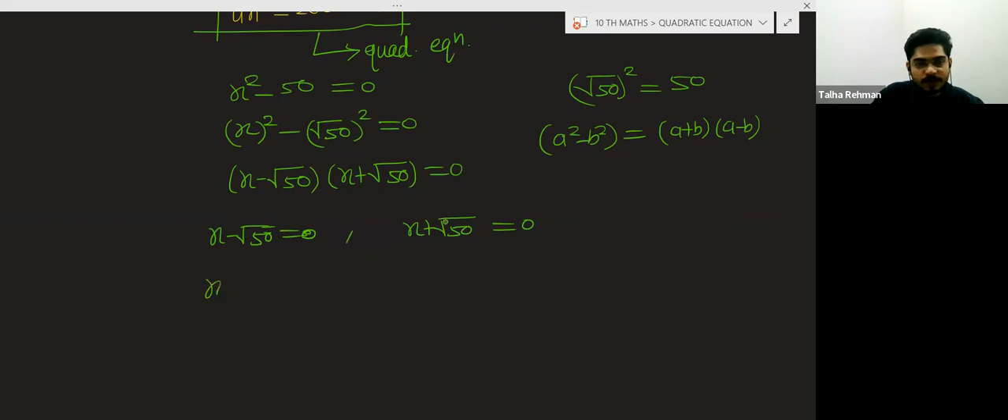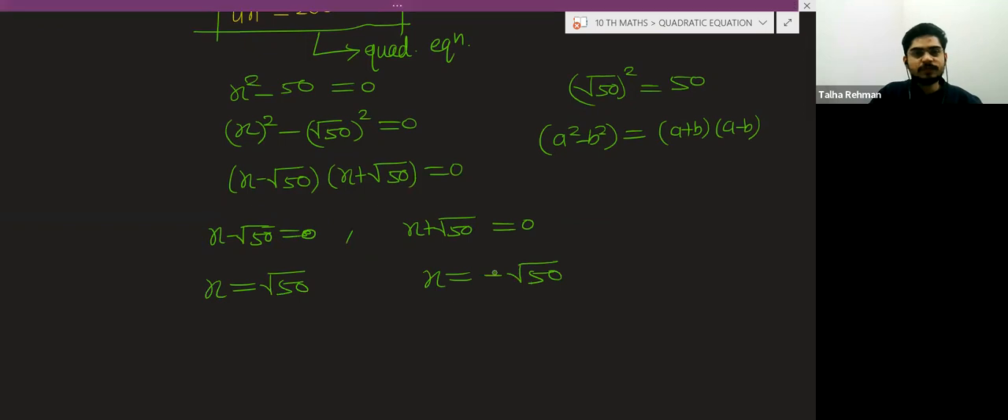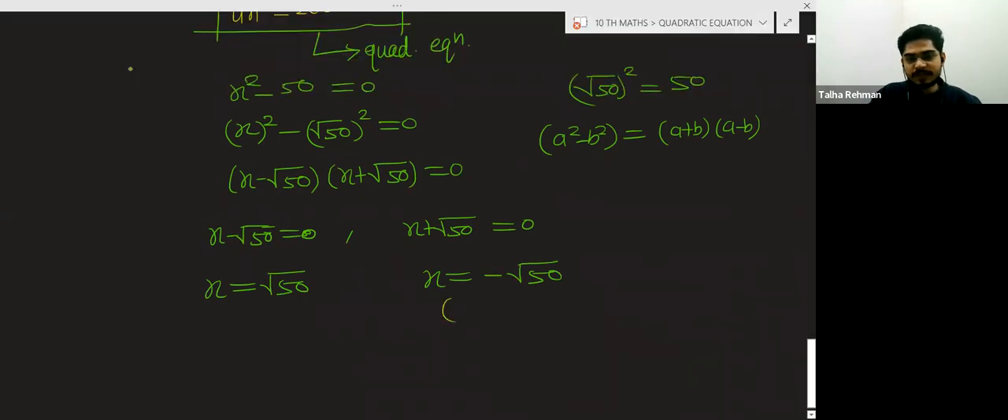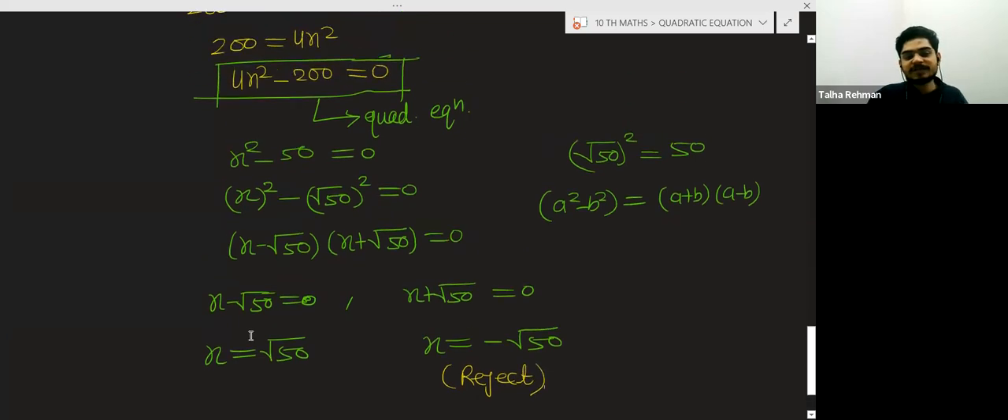So from here you will get the value of x as root 50, and from here you will get the value of x as minus root 50. So can length or breadth be negative? No. So we will reject this value. If we reject this value, our answer, the value of x, is this.